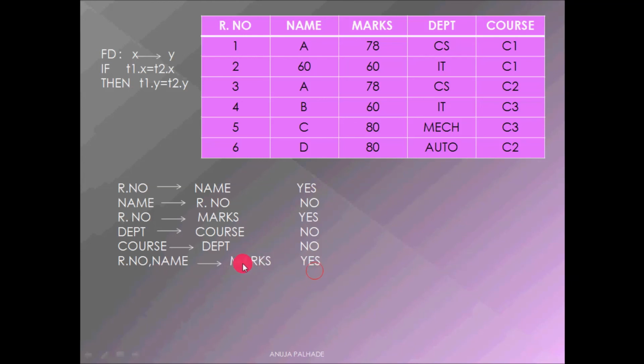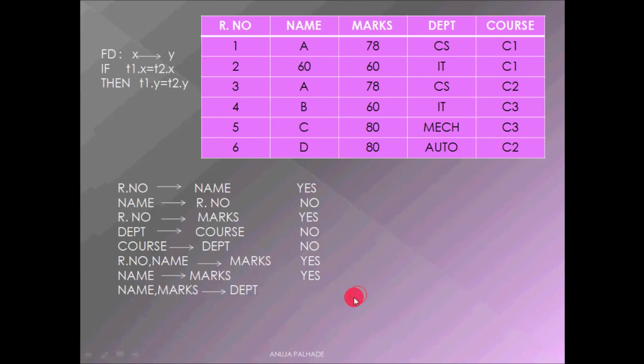Yes. Now tell me, what about name determines marks? Is a matching case found in name? Yes. If A matches, then the next pair of Y must be matching. Yes, it is going to match. So this is a functionally dependent relation.